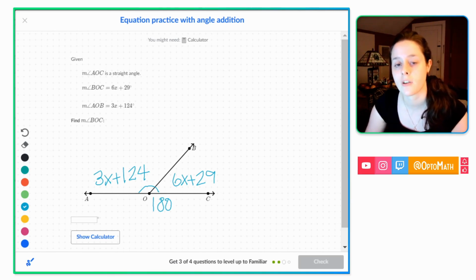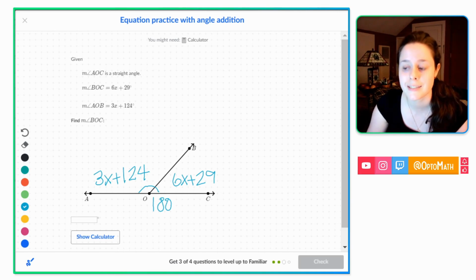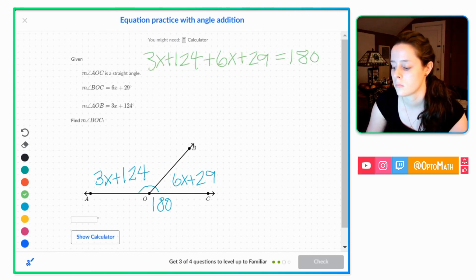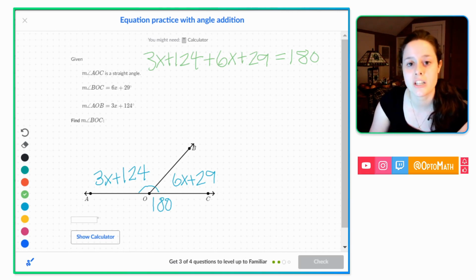Now it's time to set up our equation so we can solve for x and then substitute into the expression for the angle BOC, because that's what we want to find. So we'll be substituting into the expression 6x plus 29. Part plus part equals whole, so this expression plus this expression equals 180 degrees. Here's our equation set up. Now let's solve it.